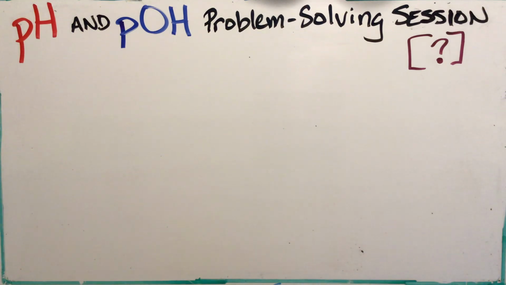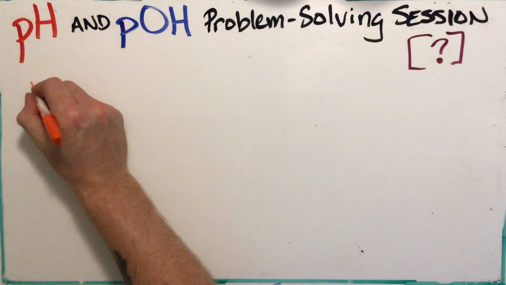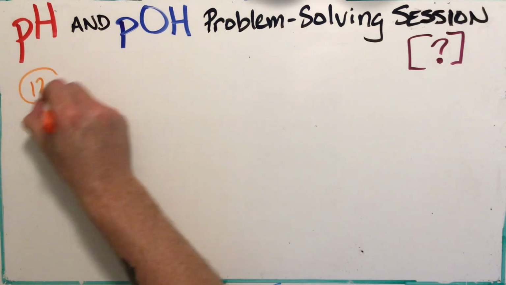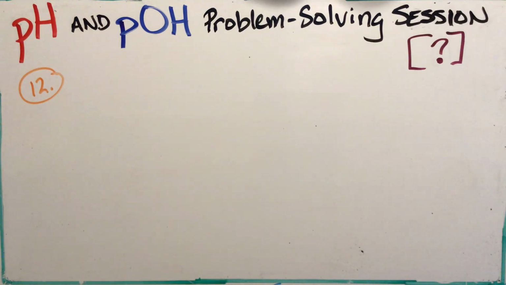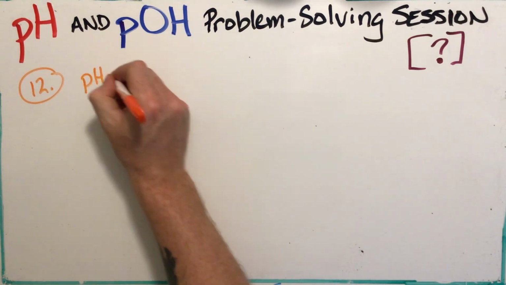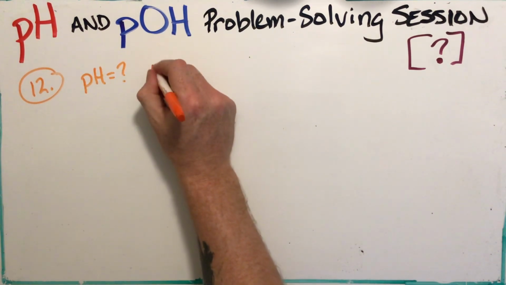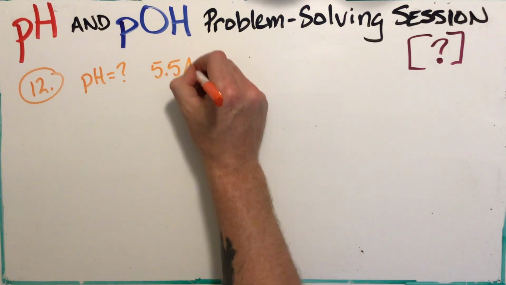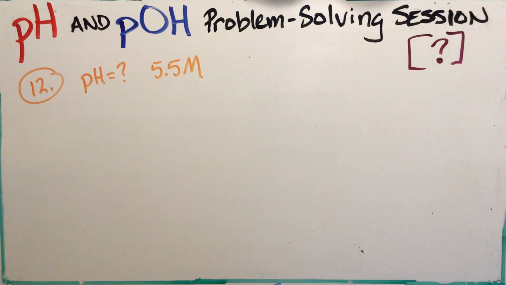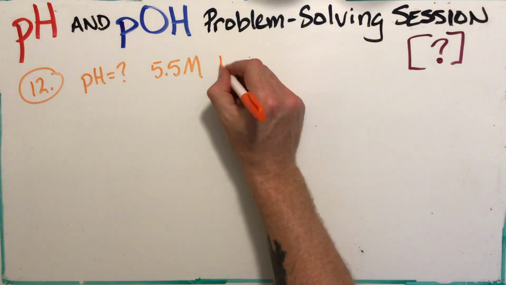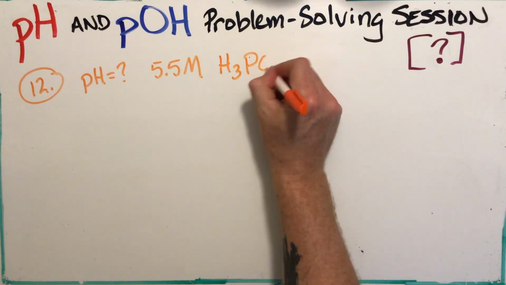All right. Number 12. Number 12 asks, what is the pH of 5.5 molar phosphoric acid? Phosphoric acid is H3PO4.